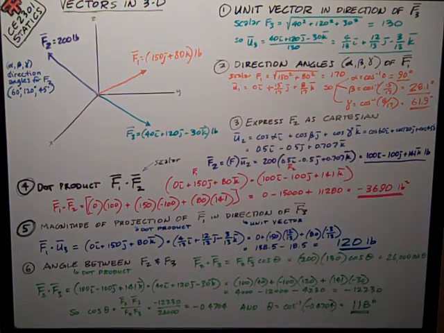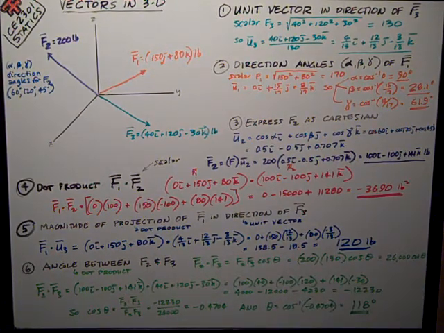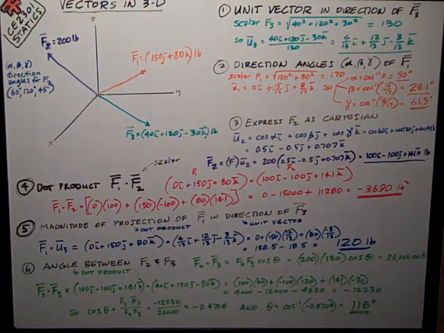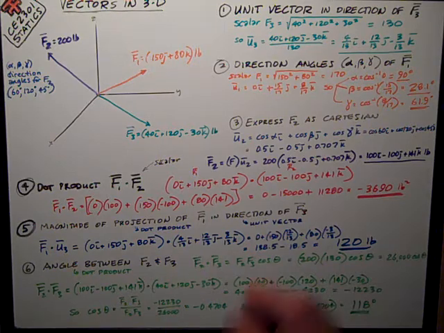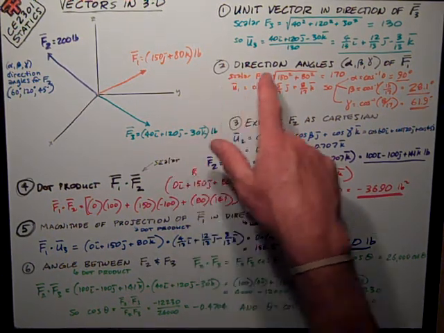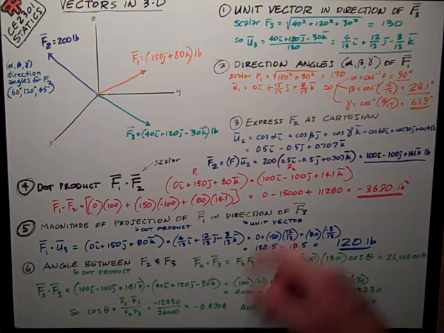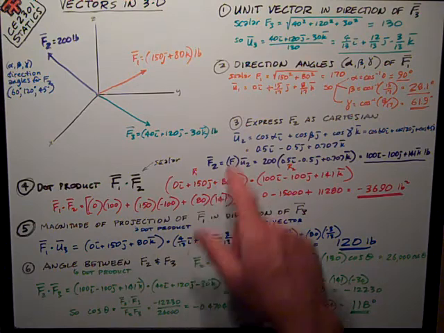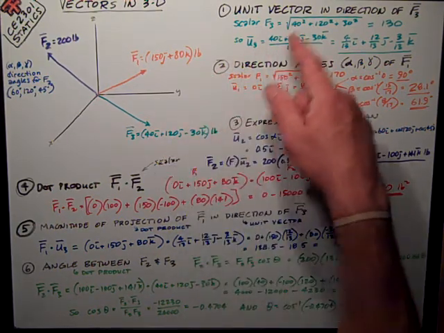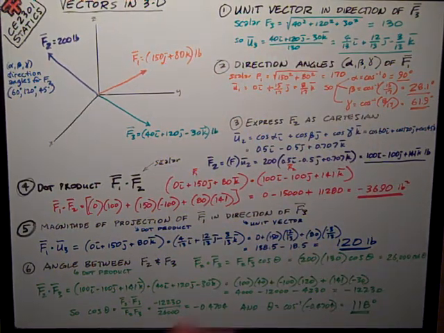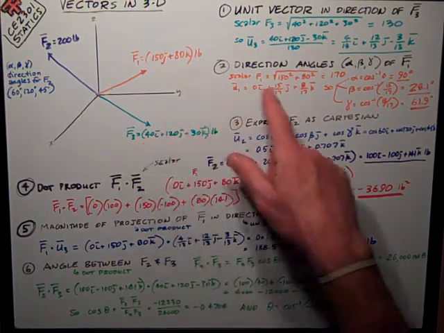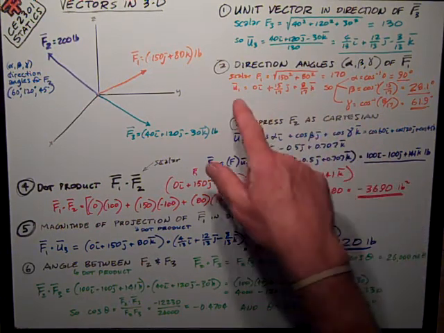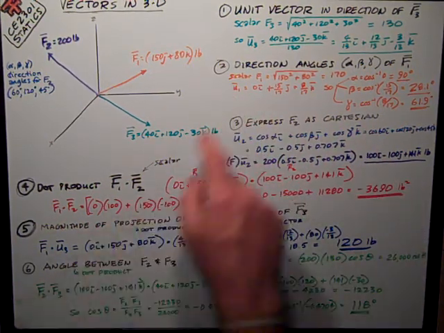Remember, a unit vector is just a pure direction, and it always should have components of 1 or less, some fraction usually, unless it's just a pure I, J, or K unit vector. Part 2 was direction angles, alpha, beta, gamma, of F1. Here's F1. We'll take it a step further. I need to get the scalar value of F1, which is the square root of the sum of the squares, 170. Then I get a unit vector, and those are the direction cosines.